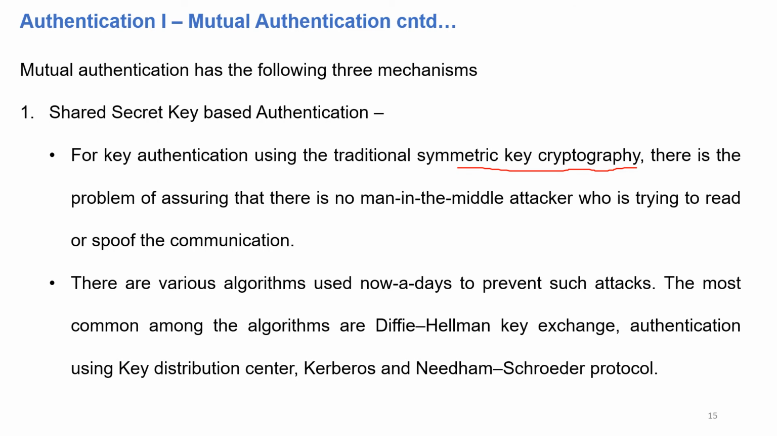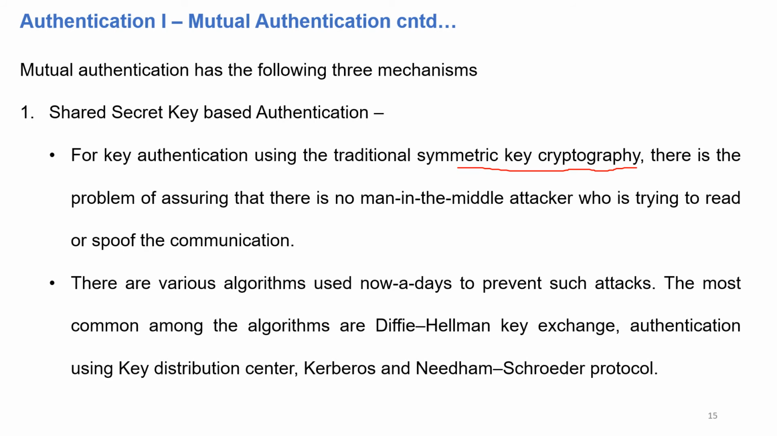But here we assume that there is no man in the middle, and there are various algorithms used to prevent such attacks. The most commonly used algorithms are Diffie-Hellman, Authentication Key Distribution Center, Kerberos, Needham-Schroeder, etc. Diffie-Hellman we have already studied in class. Kerberos and Needham-Schroeder we will be studying next. So this is one mechanism of mutual authentication: the shared secret key based authentication, also known as symmetric key cryptography, already studied in class.